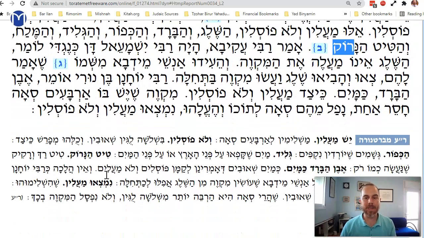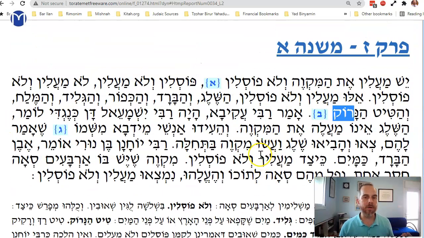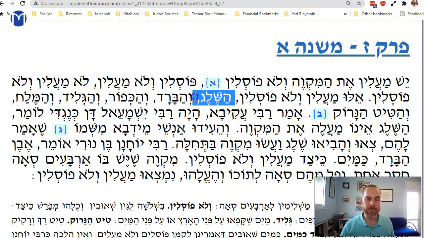Let's look at the Bartunur for a second. Tit hanarok, tit rach, soft mud, v'rakik. It's very, very liquid. Very, very not viscous. The opposite of viscous, liquidy. Okay. Amar Rabbi Akiva. So all of these things, if you need to get to your mikvah, we're going to see.